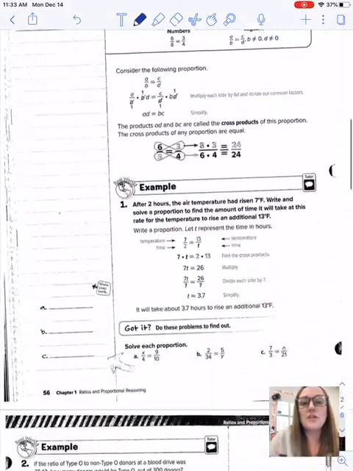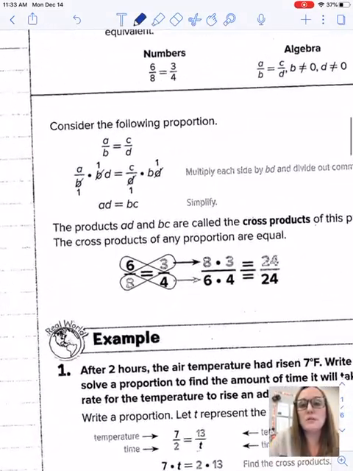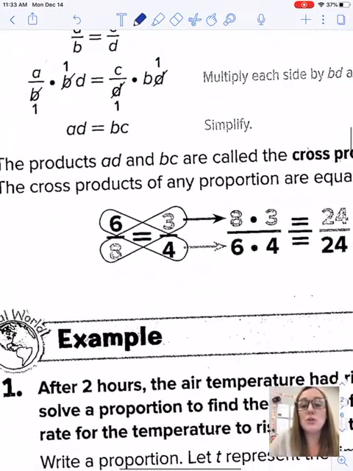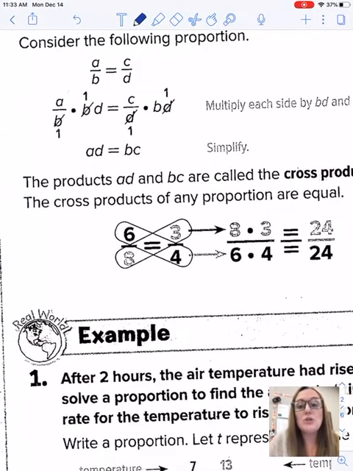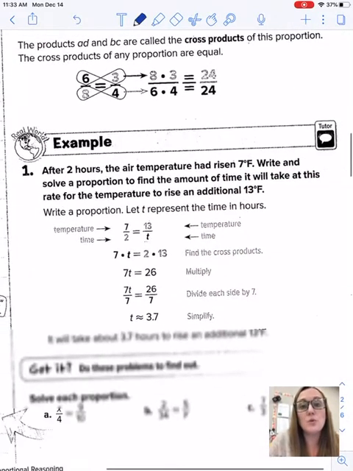All right, the other way to do this would be to do cross products. And you want to just make sure that your cross products are equal so that your proportion or your 2 ratios are equal to each other. So here 8 times 3 is 24, 6 times 4 is also 24.